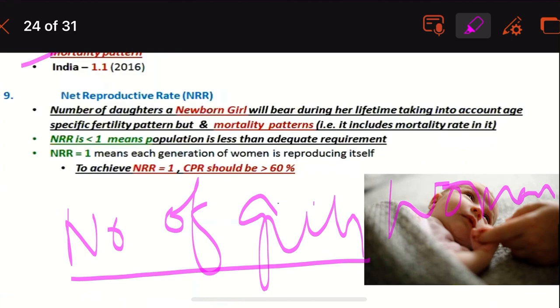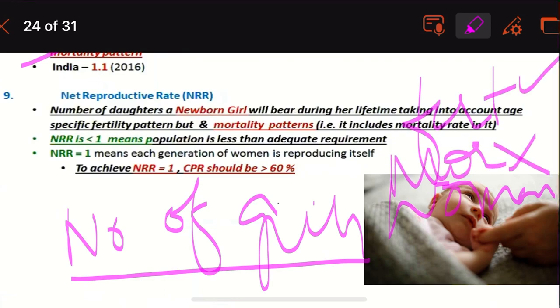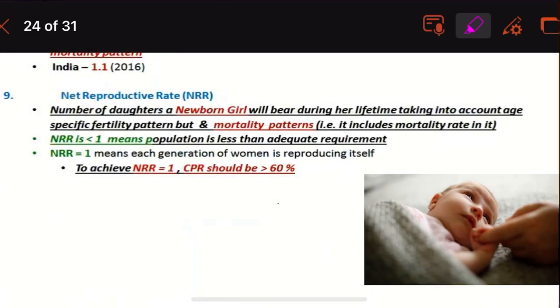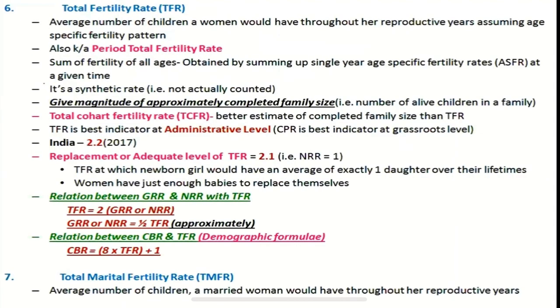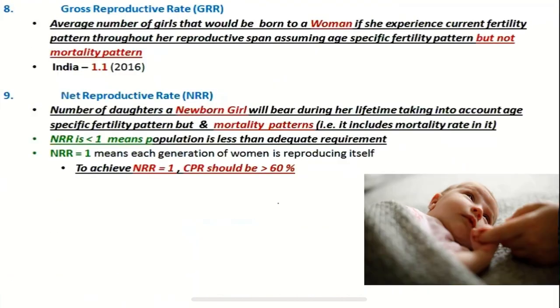A woman is considered and the fertility pattern is considered, but the mortality is not considered. Always remember, here they have told the women. Now let us see what in India it is 1.1. Now let us see the net reproductive rate.